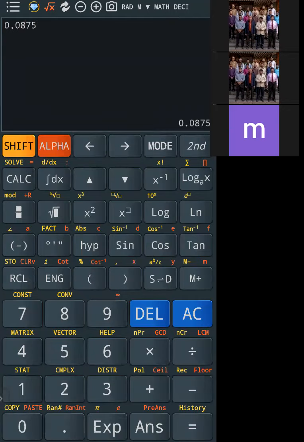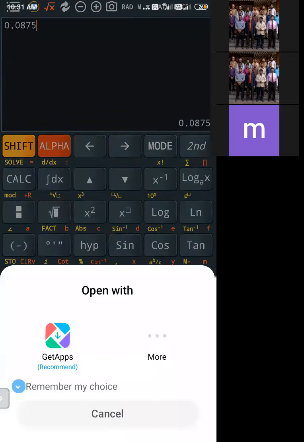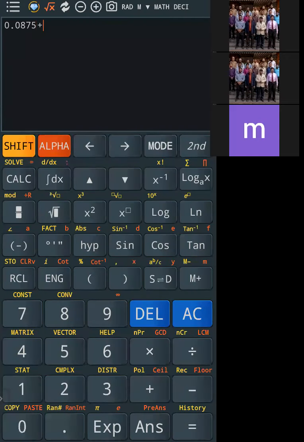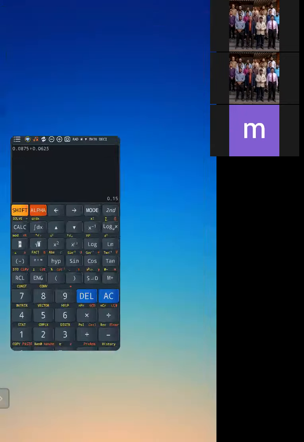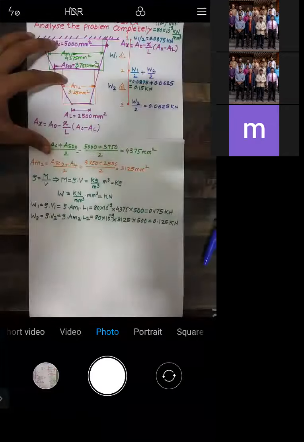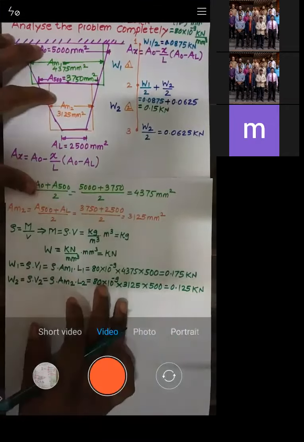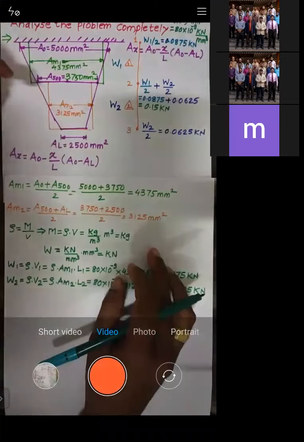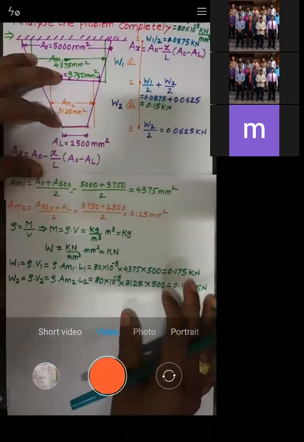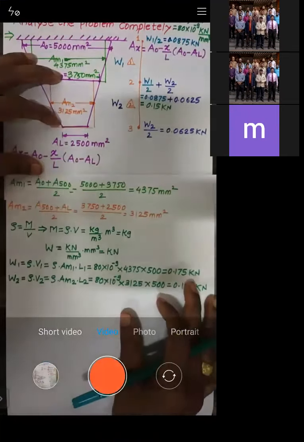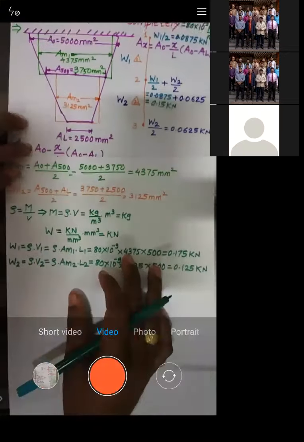0.0875 plus 0.0625. It is coming as 0.15. This is 0.15 kilonewton. Right? Is that okay, all of you? Is that okay? Let me know. Yes. Okay. So see, this is basic requirement, right?